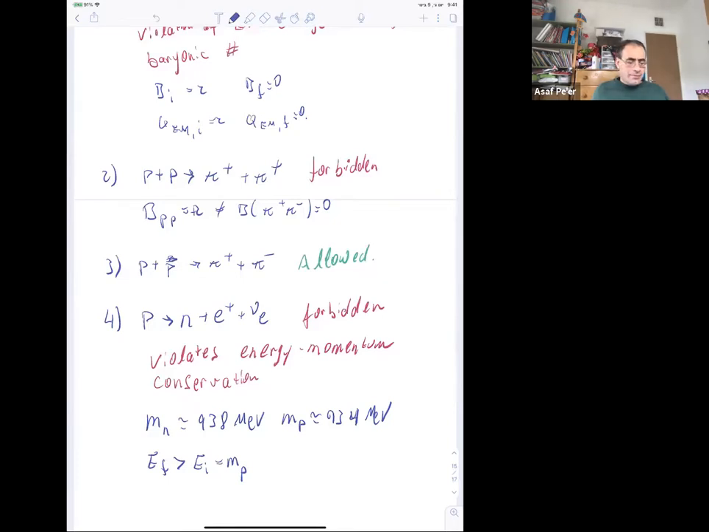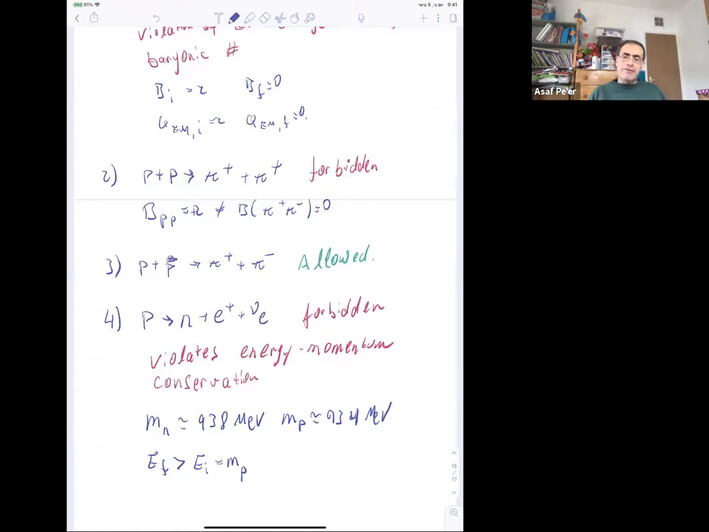Because then you can grab some energy, but this would not be just a decay the way it's been described here. So it cannot happen. If you have a free proton, it will never decay into a neutron. But if you have a proton which is bound in a nucleus, this can happen because there is another source of energy.